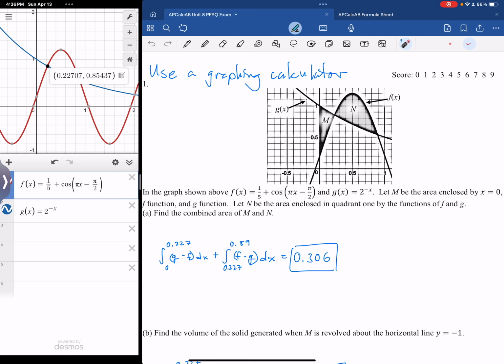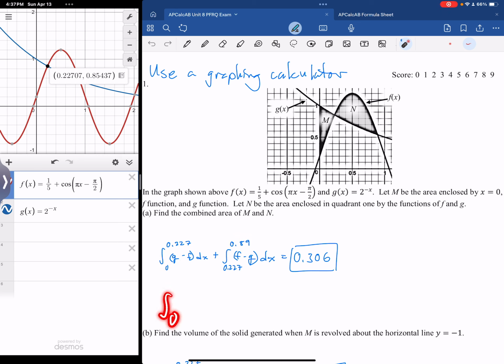So for our first area, that's this one right here, it's 0 to 0.227. That's this part right here. Now our upper function is g, so we're going to go g minus f, our lower function, which is why you see that. I cannot combine these two because they have different upper and lower bounds. I did combine two integrals right here.